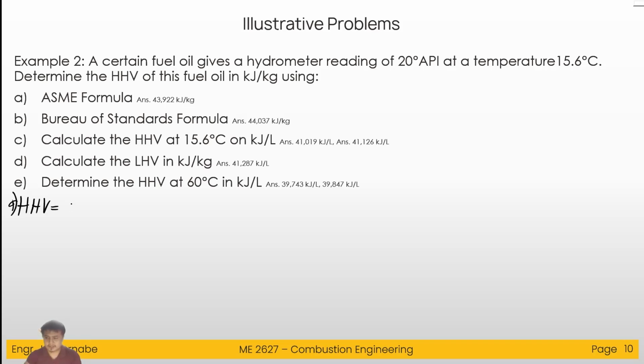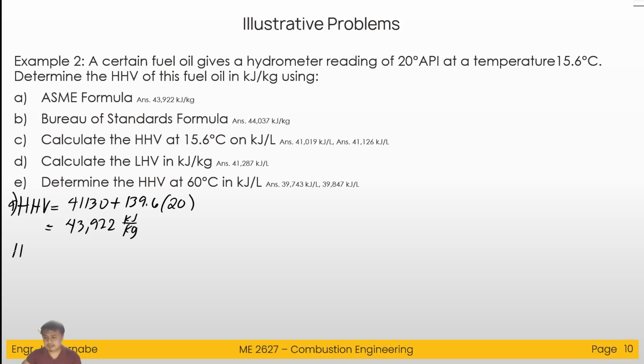Here you have 130 plus 139.6 times the API. Since we don't know yet the API, which is what we want to find first, actually this is given, so this one we just multiply by 20. So the final answer should be 43.9 kilojoules per kilogram.